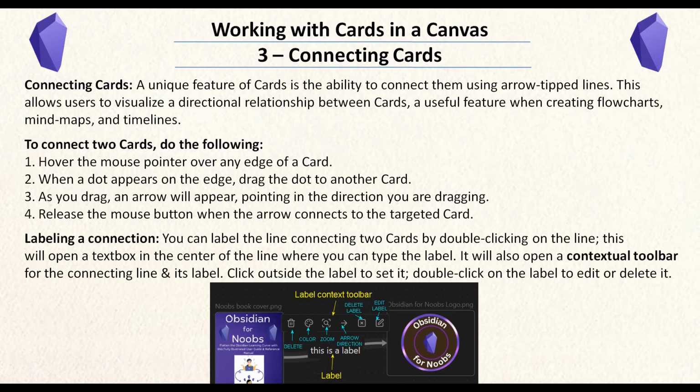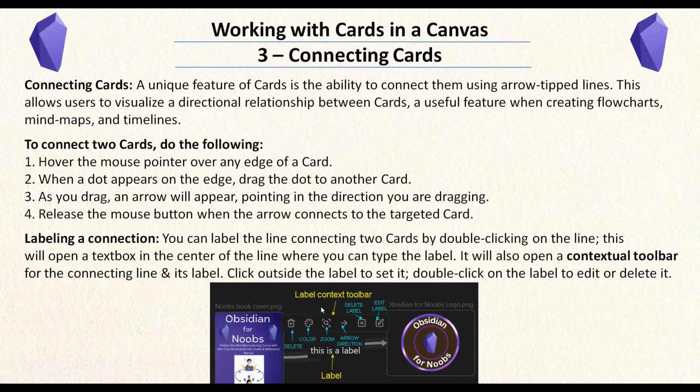Once you draw an arrow connecting two cards, you have the option to label that arrow. You can do this by double-clicking on the line. This opens a text box in the center of the line where you can type a label. It also opens a contextual toolbar for the connecting line and its label. There's lots of contextual toolbars in Canvases because there are many different things you can do. You type inside that box to create the label for the line, and then once you click outside the label, you set it. You can then double-click on the label later to edit it or to delete it. And you can see the contextual toolbar for the line and the label here.